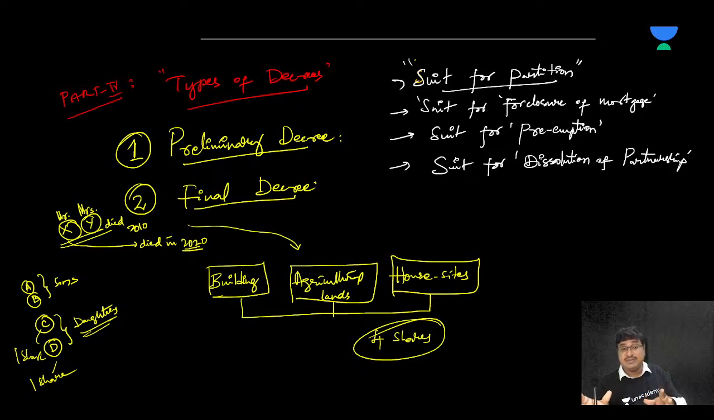This is a final decree. The first part is related to the preliminary decree, the second part is related to the final decree. In the first part, in the preliminary decree, the rights of the parties are determined in case of a suit for partition.